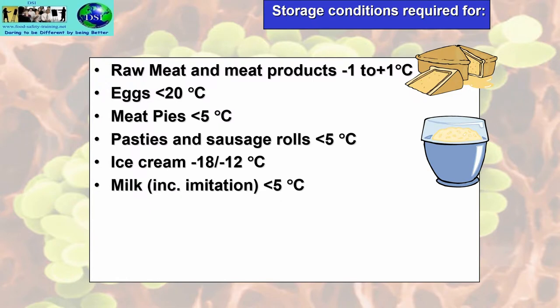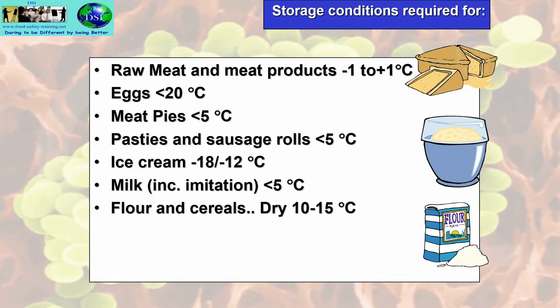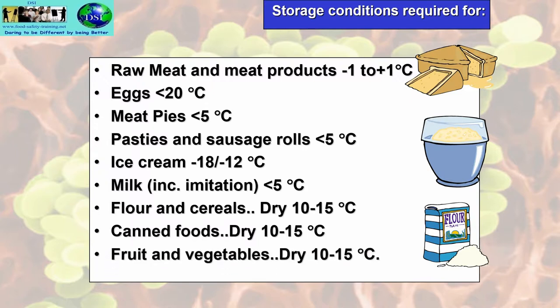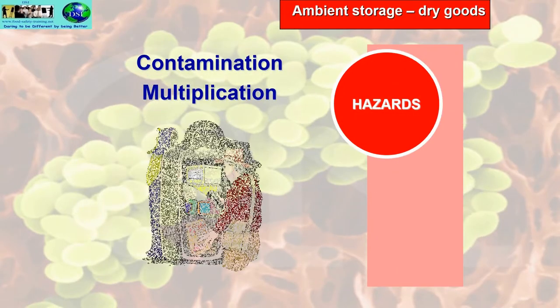Milk, including imitation milk, less than 5 degrees C. Imitation milk, if it's sterilized milk or the UHT milk, that doesn't have to be refrigerated until it's opened. Flour and cereals kept dry in a dry goods store between 10 and 15 degrees C. Canned goods, again dry, same conditions as above. Fruit and vegetables, again, same conditions as above, 10 to 15 degrees C, dry conditions.